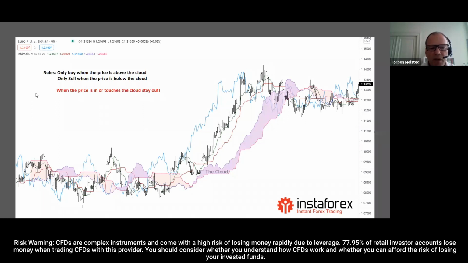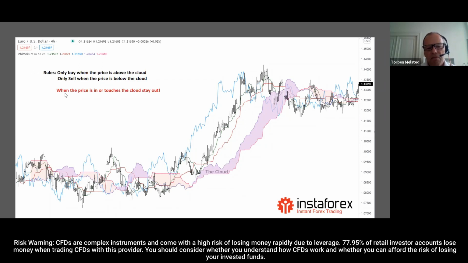If you want to use this one, the rules are you can only buy when price is above the cloud. So no selling from this point here where it moves above, and from that point it's absolutely forbidden to sell in this market because the risk is too great that you're going to lose money if you do that. And of course, the other way around, only sell if price is below the cloud.